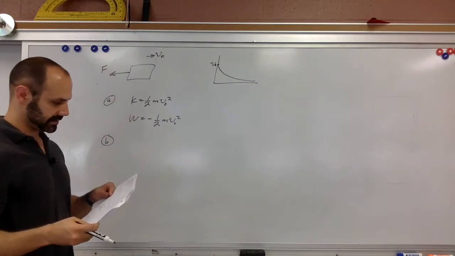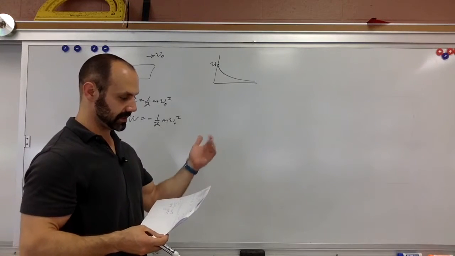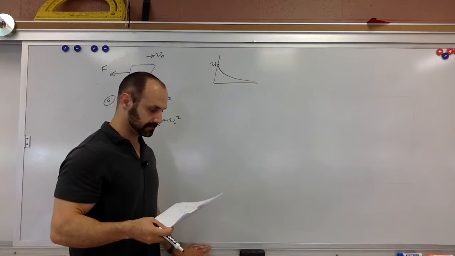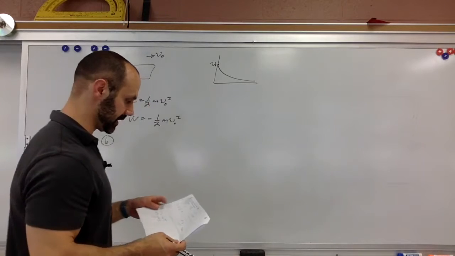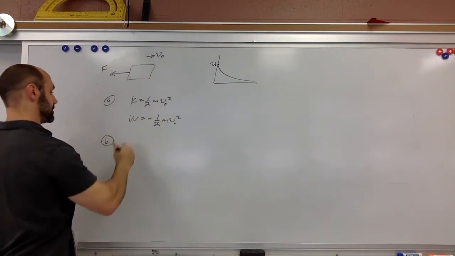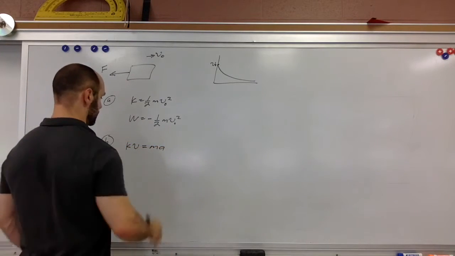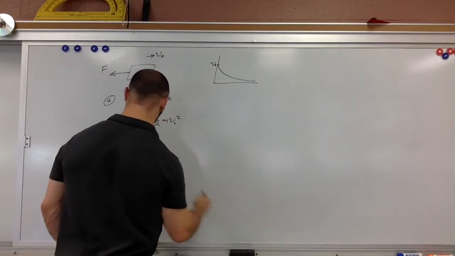For B now it says that if the force is negative kv, so the opposite direction of v, times k, determine the following: the acceleration of the block in terms of m, k, and v. So here, this is the only horizontal force. So kv equals ma. This is the drag force, and that's equal to ma.